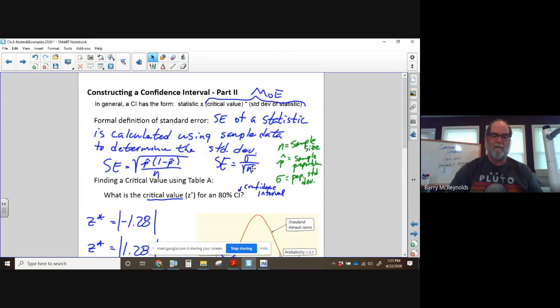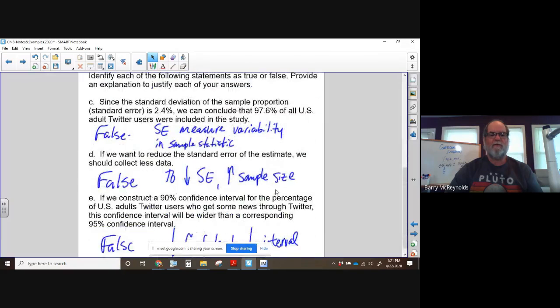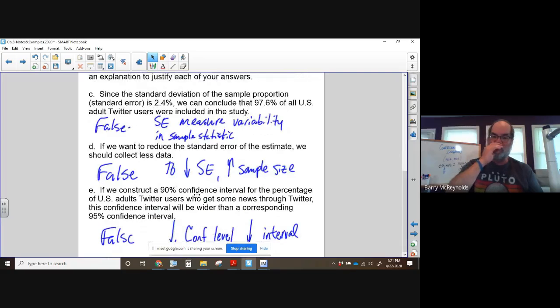And that's true when we're dealing with a distribution of X bar as well. To reduce variation, we always want to increase sample size. And so the last true or false question is, if we construct a 90% confidence interval, this confidence interval will be wider than a corresponding 95% confidence interval. And the answer to that is false also. The lower the confidence, the more narrow the interval.